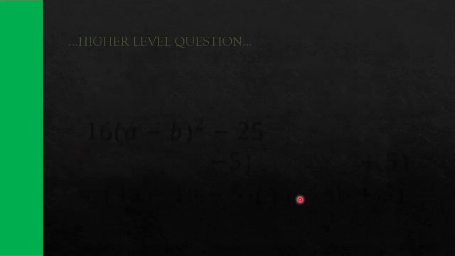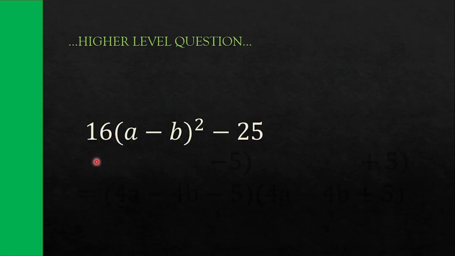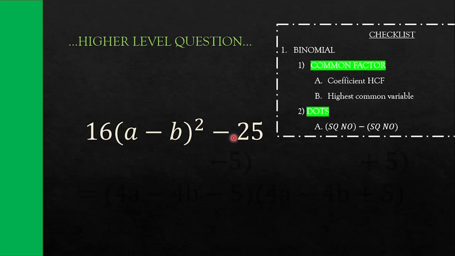Next one. Let's look at a higher level question. So I've got 16, which is a square number, a minus b squared. Remember, this is a square number. And I've got a minus, which is the difference. In between, well, 25 is a square number. Let's look at our checklist.